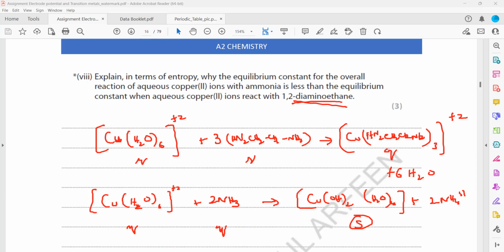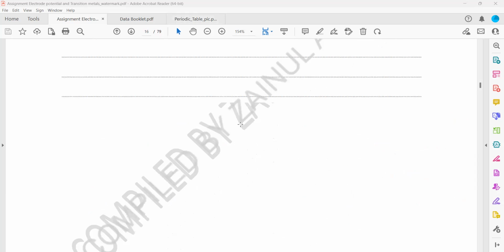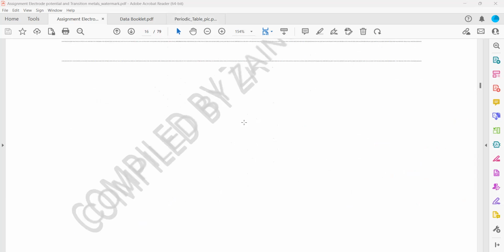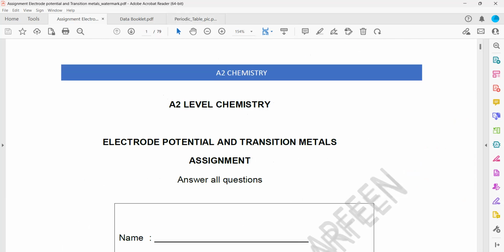Entropy increases as the number of particles increases, or the state turns from solid to liquid, liquid to gas, or to ions. So this was question 13 from electrode potential and the transition metals.